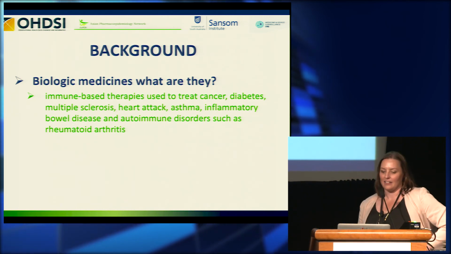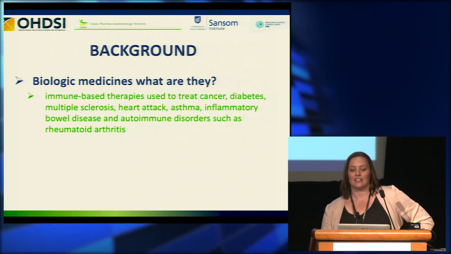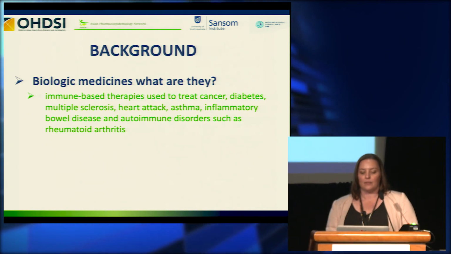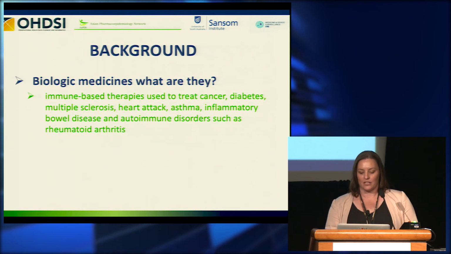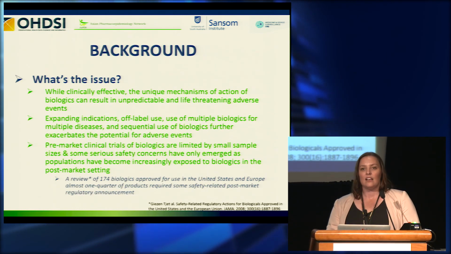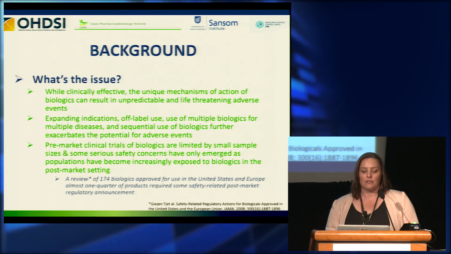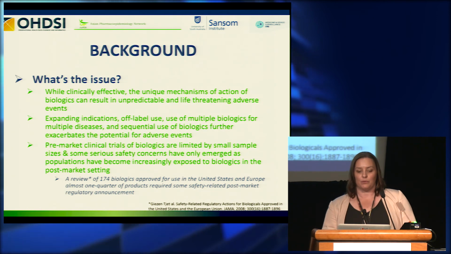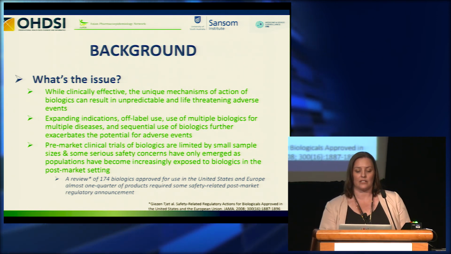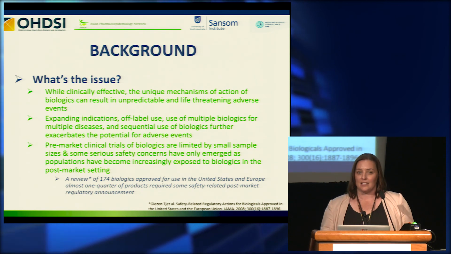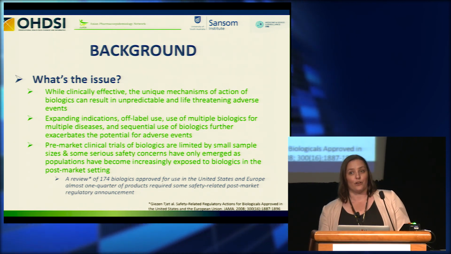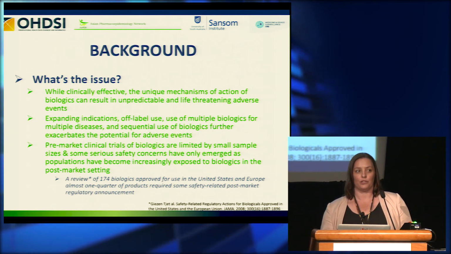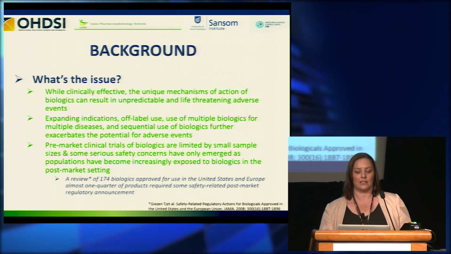Biologic medicines are immune-based therapies. They're used to treat cancer, diabetes, multiple sclerosis, lots of different conditions, and in particular autoimmune disorders such as rheumatoid arthritis. So they're clinically effective, they work really well, but they have a unique mechanism of action, and they can result in some unpredictable and life-threatening, some quite serious adverse events. There are expanding indications of these medicines, there's lots of off-label use, anecdotally. People use lots of them. There's multiple use of biologics, and they're used in different treatment pathways.